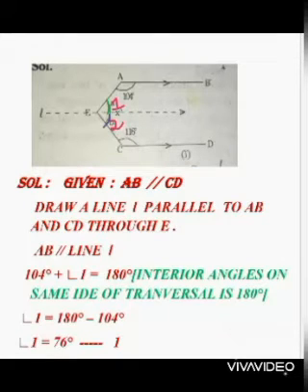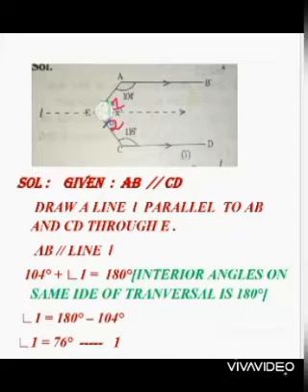Okay children, let us move to the solution. What they have given, children: AB is parallel to CD. Line AB is parallel to line CD. So we have to find out the value of x here. To find out the value of x, let us do a construction. Draw a line L parallel to AB and line CD which passes through E.